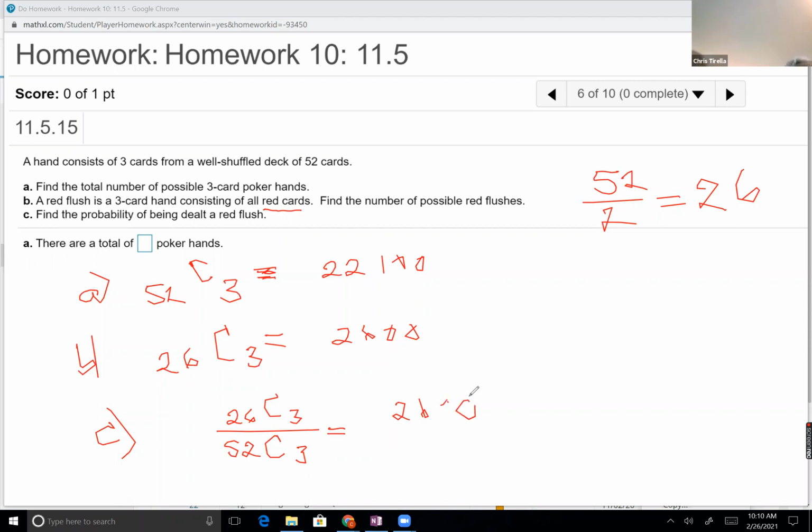I am so sorry. I have no idea why all of a sudden, when I try to write using the Zoom pen, it won't let me make curves. Let's see, 2,600 over the 22,100. And then you'd have to reduce. Okay, better? Yes. Okay. What else do you folks want to look at?